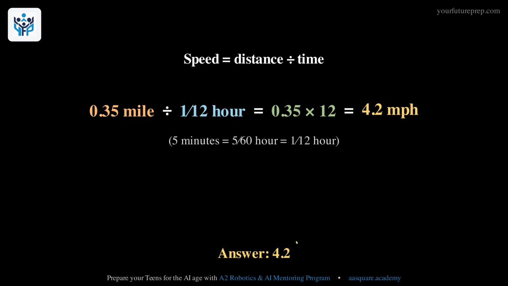5 minutes is 1/12 of an hour. Speed equals distance divided by time. 0.35 divided by 1/12 is 0.35 times 12, which equals 4.2 miles per hour. That is answer choice B.